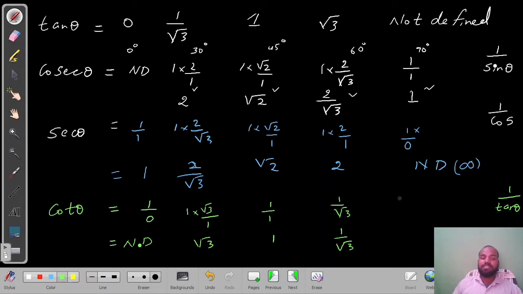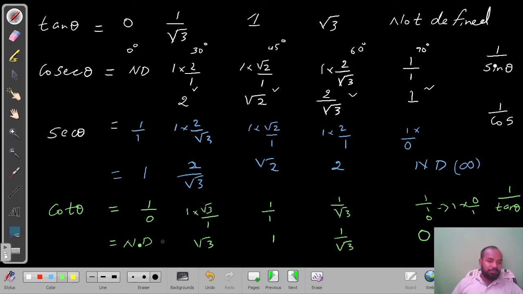Next to the last one, what is cot 90? First, what is tan 90? Tan 90 is not defined, right? Your cot 90 is 1 by, not defined, and not defined means 1 by 0. So in that sense it is 1 into 0 by 1. That is nothing but your 0 value. Your cot 90 is 0.